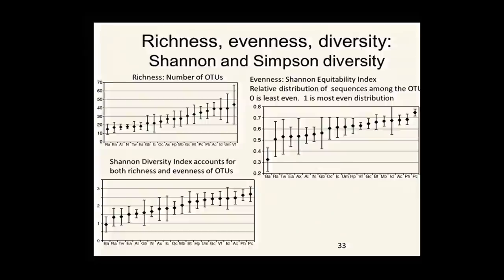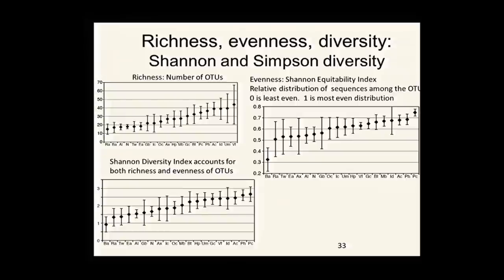There's a lot of ecological measures that you can use. These each have a meaning. Like richness is how many OTUs do you find, that can vary across different body sites. How evenly distributed are these sequences? And the diversity sort of accounts for richness and evenness.